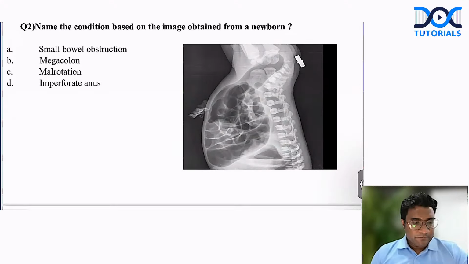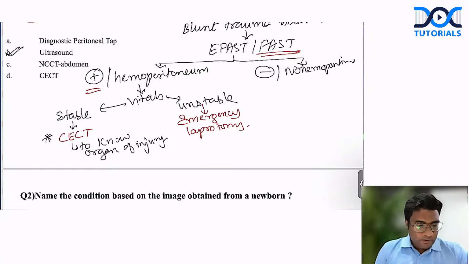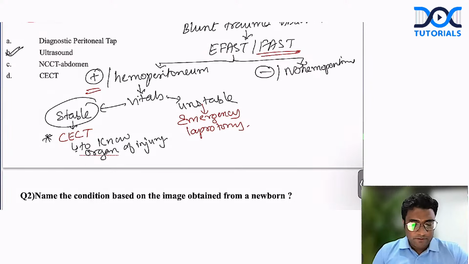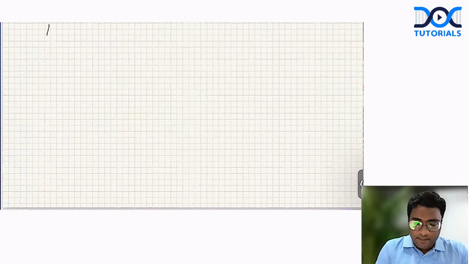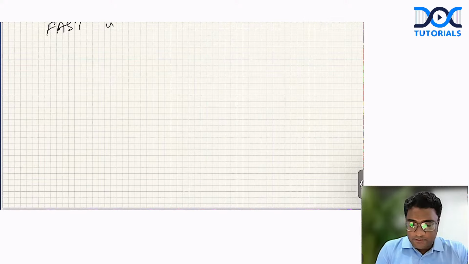Stable patient, CECT only, right? So that is what we have discussed, Monica, right? Stable patient, we go for CECT to know the organ of injury. But if it is unstable, you go for emergency laparotomy. And can you tell me, when is FAST not useful? FAST is not useful in which conditions?